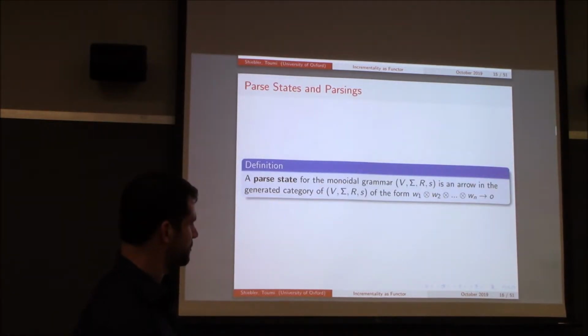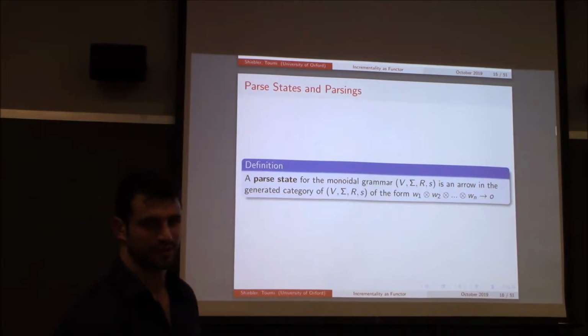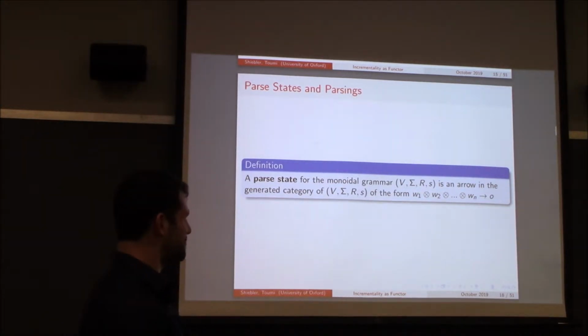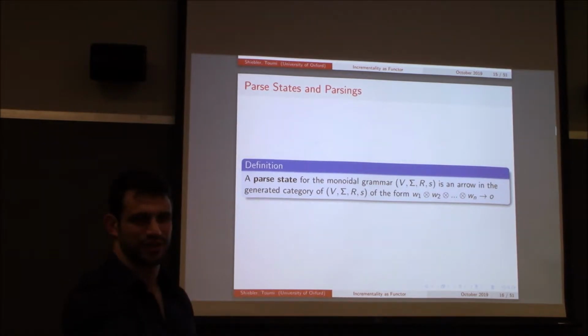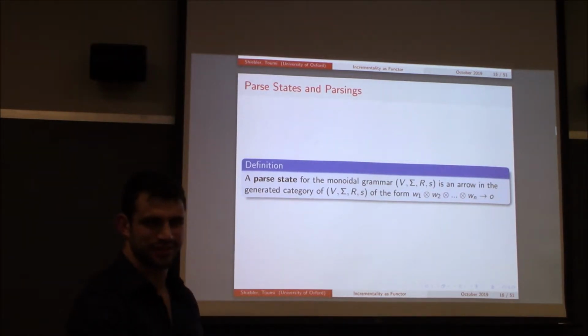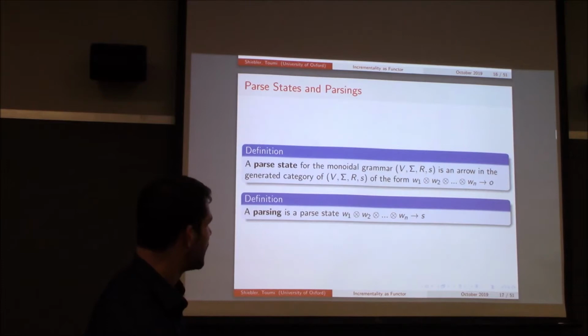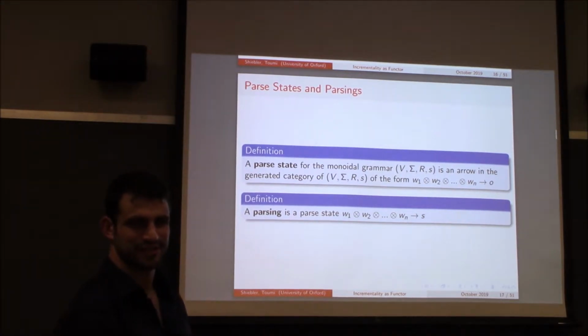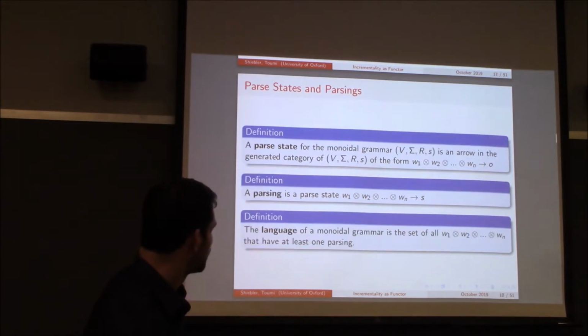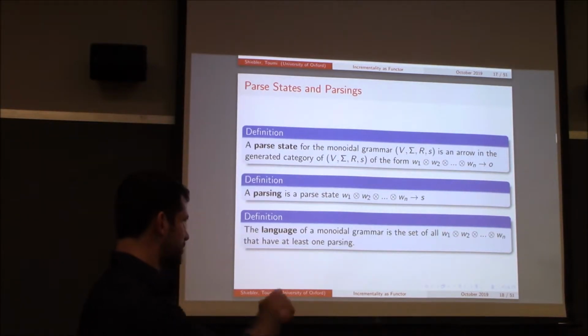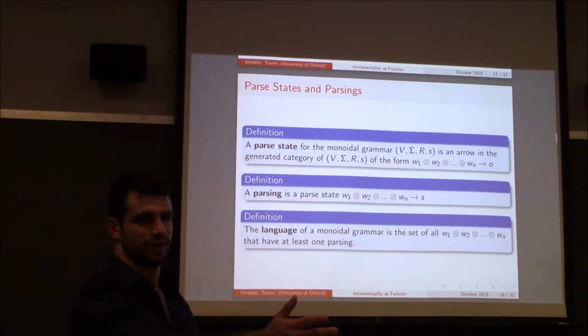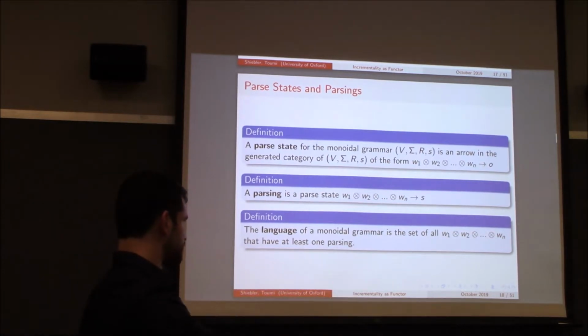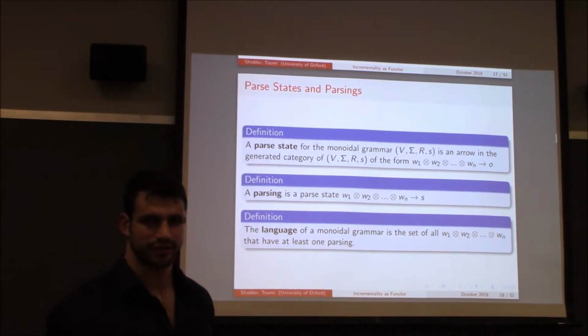Okay, so just some vocabulary that I'm going to use later. A parse state is just an arrow from this tensor of word objects to any object. A parsing is an arrow from the tensor of word objects to the sentence object. And then the language is just our set of sentences, tensors of word objects that have at least one parsing.